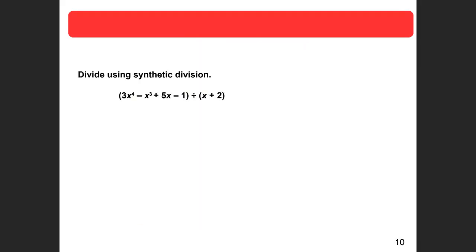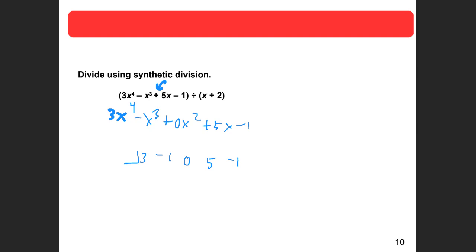Okay, so here's a problem. Now, a lot of students would get this one wrong, and the reason is because if I wrote this in standard form, there's an x squared missing. So I would rewrite this as 3x to the fourth. I'm going to change my marker here a little bit thinner. So I would do 3x to the fourth minus x to the third plus 0x squared plus 5x minus 1. Now, if I'm going to do synthetic division, I take the coefficients. So 3, -1, 0, 5, -1.